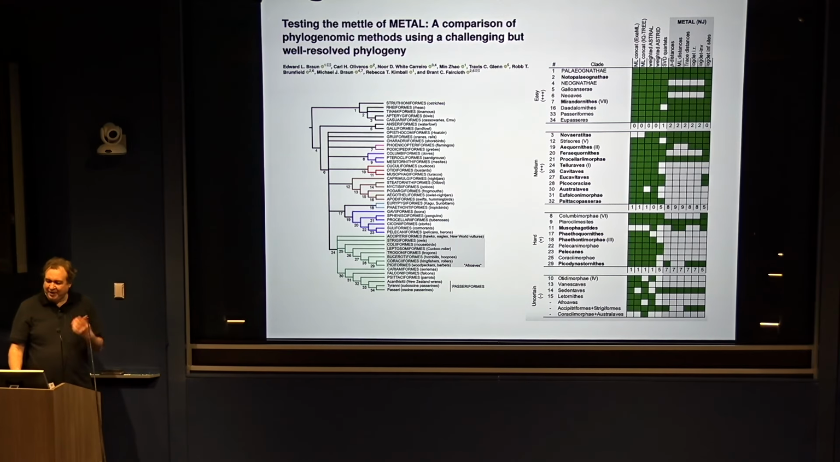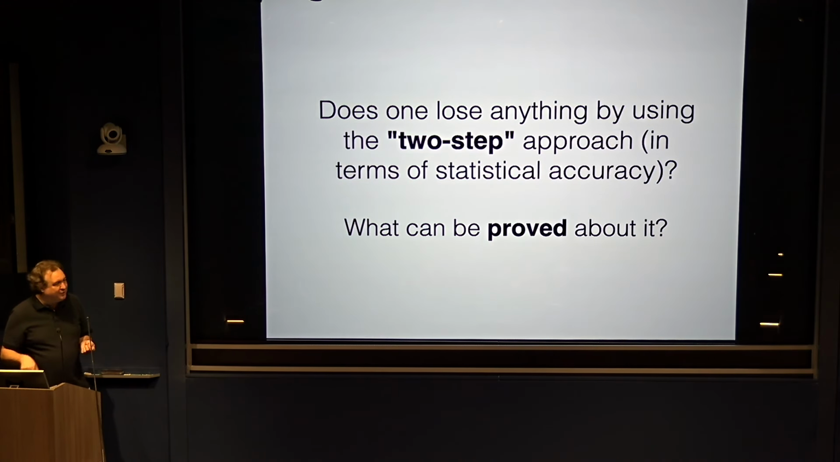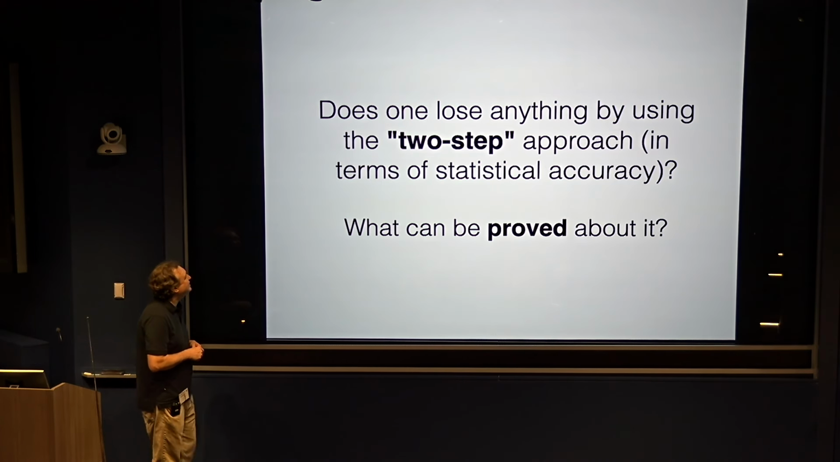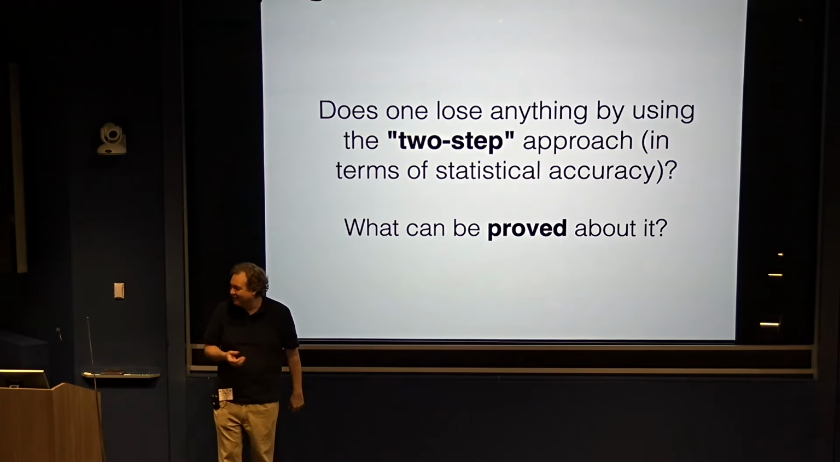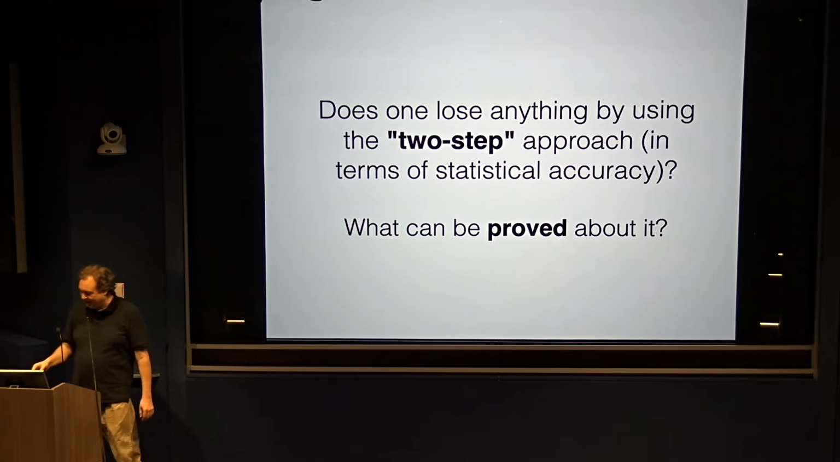So how do I compare different methods from a theoretical point of view? And in particular, can I prove anything about the question of whether this is really the right thing to do, to build gene trees first and then build the species tree? It seems that in practice, if I just ignore the problem completely, I get something better. What can I say about this? And that turns out to be a hard problem.